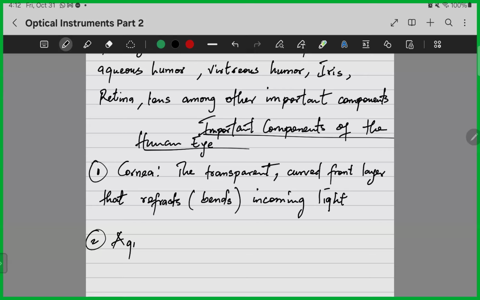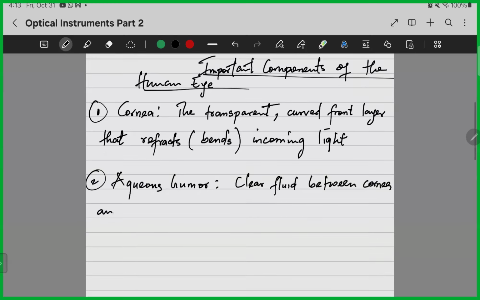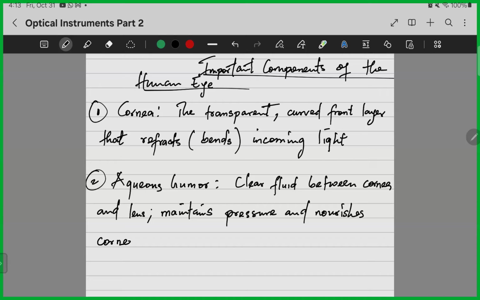I'll go straight into the aqueous humor. Now recall that it is the clear fluid between the cornea and lens that maintains pressure and nourishes the cornea and lens.